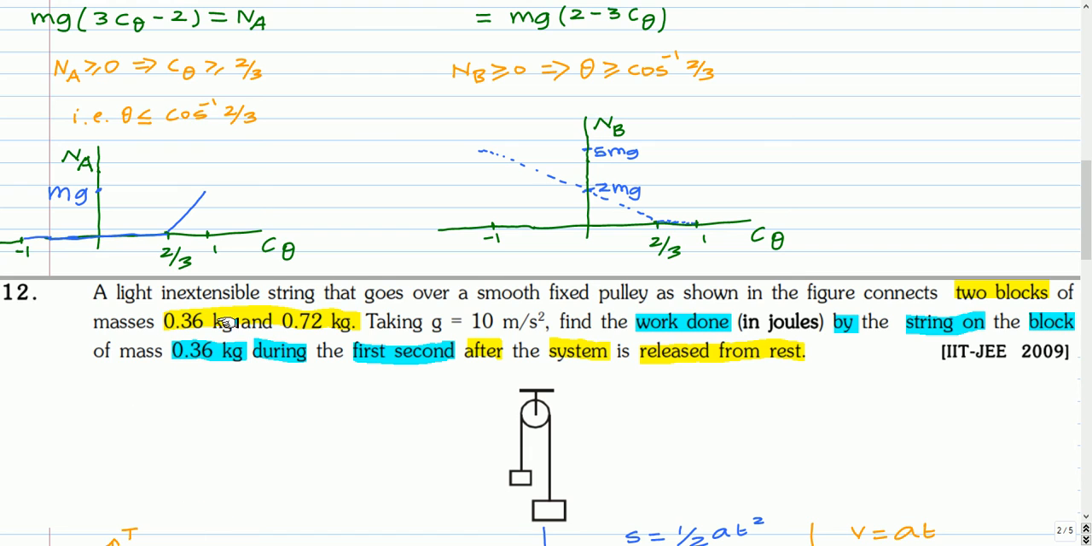A light inextensible string that goes over a smooth fixed pulley as shown in the figure connects two blocks of masses 0.36 kg and 0.72 kg. Taking g equal to 10, find the work done in joules by the string on the block of mass 0.36 kg during the first second after the system is released from rest. So initially the system is at rest and it's released. So the heavier mass 0.72 kg will go down and 0.36 kg will go up.